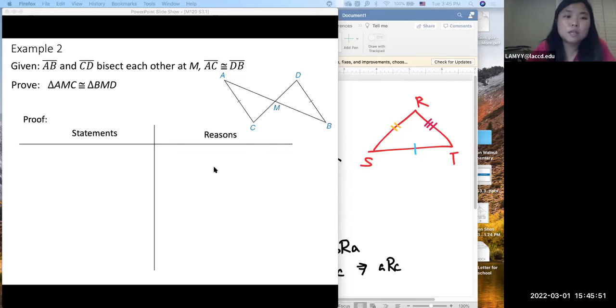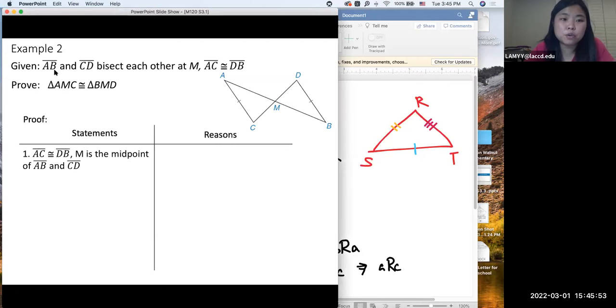Okay, let's see. The first one, we're going to write down the given information. So here we know AC is congruent to DB. We already have the first side. Now I need to prove these two sides are congruent, then I know these two triangles are congruent. I already have AC equal to DB. So second one, I'm going to say AM is congruent to BM. Why?